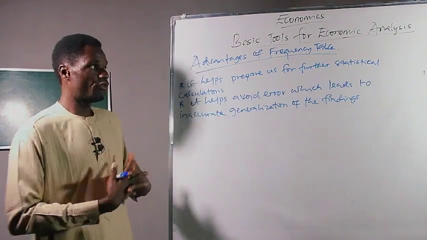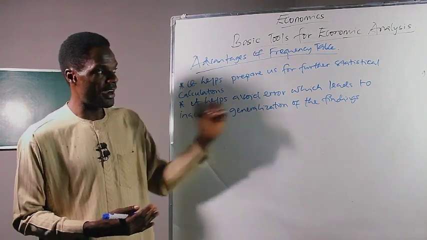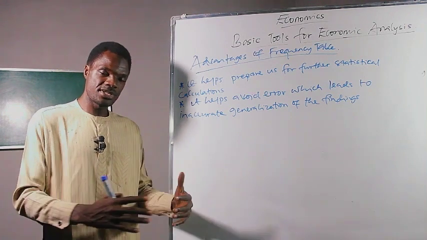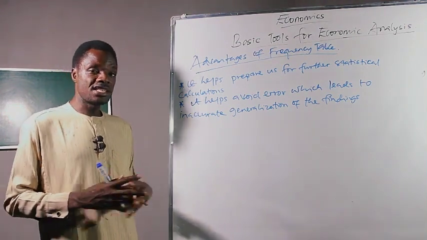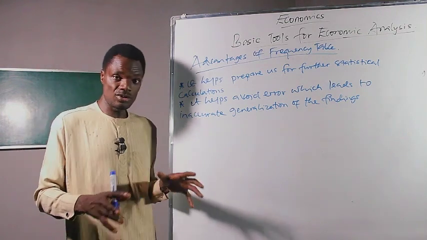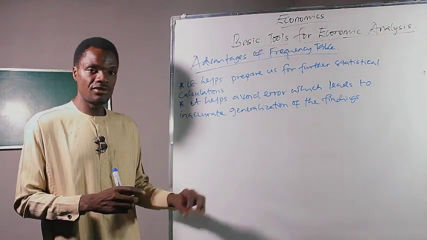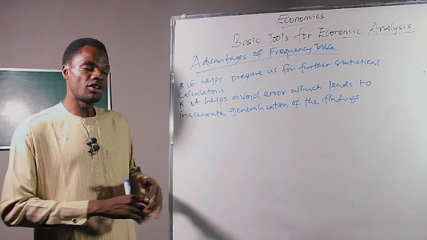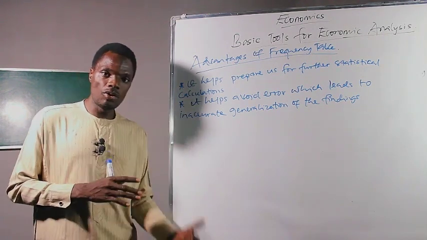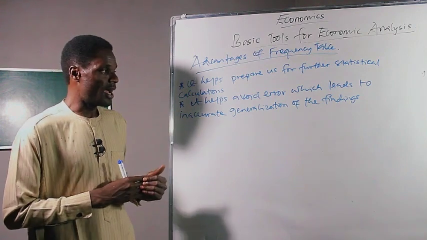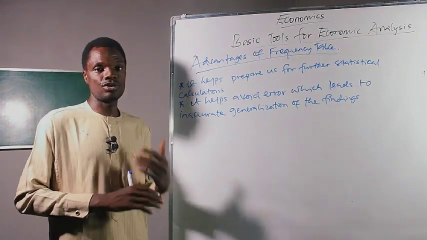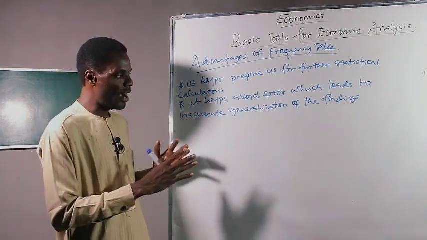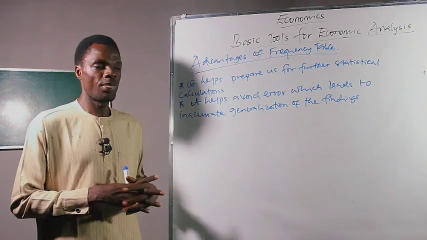The next importance of a frequency table is that it helps avoid error, which leads to inaccurate generalization of the findings. When you are confronted with an observation or a distribution, especially if it is bulky and not organized in any form, it will give us error if we try to assess some items of the observation. But if we organize it, we will know which is the lowest item and which is the highest item. And from there, we can generalize based on the findings, whether the observation is accurate or not. Without constructing a frequency table, we cannot do that.